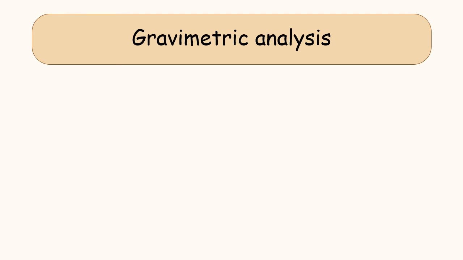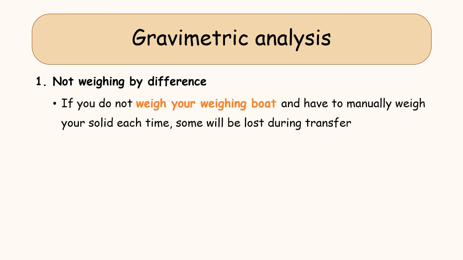When it comes to gravimetric analysis, some of the sources of errors would be not weighing by difference. So if you do not measure the weight of your weighing boat or the container that you're storing your sample in, you will have to manually weigh your solid each time. Every time you transfer a solid from one container to another, you will lose mass. So making sure that you're weighing by difference and know the mass of your container is a way of reducing error and improving accuracy.